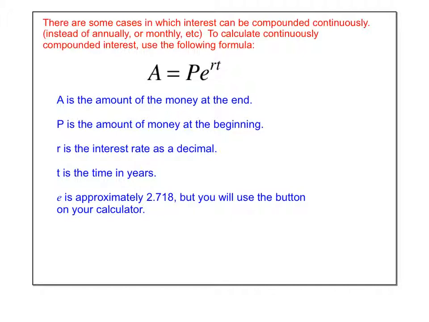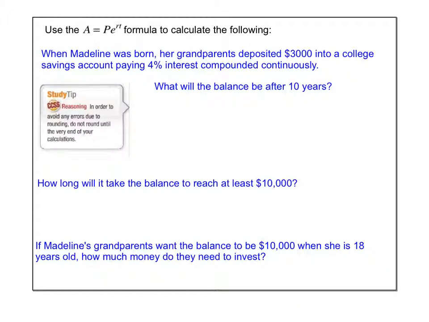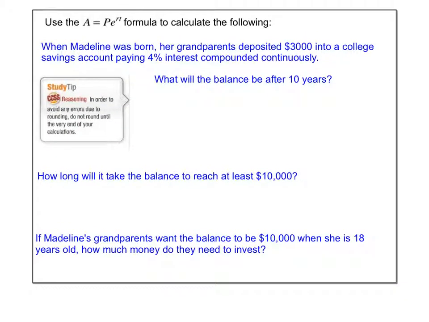There are some cases in which interest can be compounded continuously. If you see this word in a word problem, a finance problem, interest being compounded continuously, we will use this formula, A equals P e to the rt, where P is still the amount at the beginning, or the principal, r is the rate written as a decimal, and t is time. e, again, is that growth rate, because it's above 1, 2.718. So we're going to use this PERT formula, P-E-R-T, another acronym, to calculate the following.